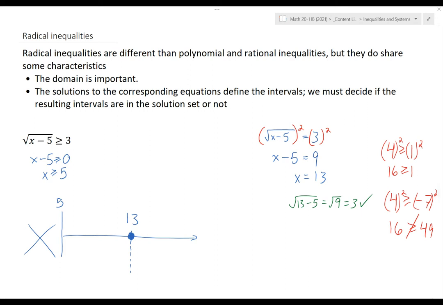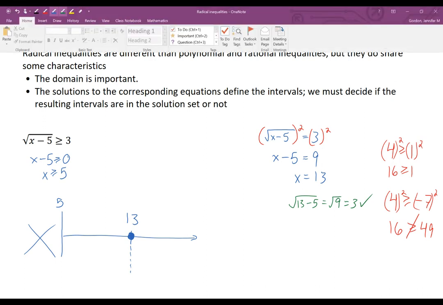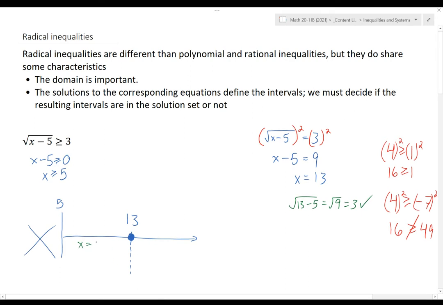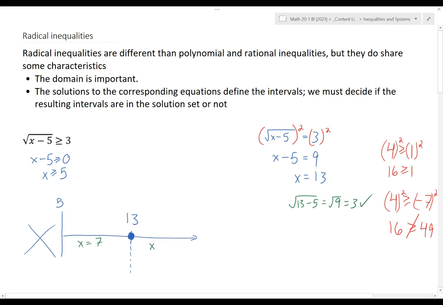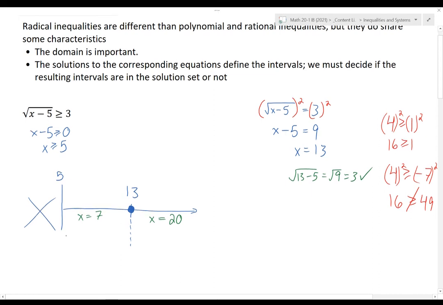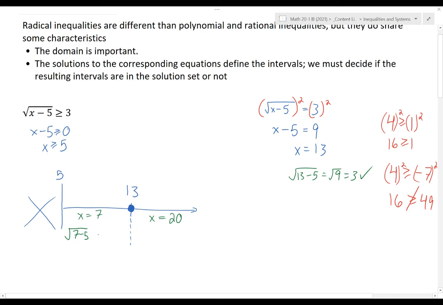So I have two intervals. I have the interval between 5 and 13 and the interval from 13 to infinity, and I want to check, is the inequality true in either of these intervals or maybe both of them? So what I do is I pick a test value, just some number that is in that interval. So let's say, for example, x equals 7 for that first interval and x equals 20 for the second interval. Now what I want to do is test the inequality. Is the square root of 7 minus 5 actually greater than or equal to 3?